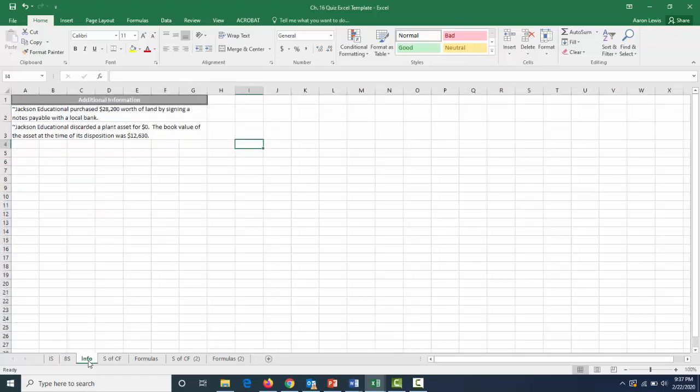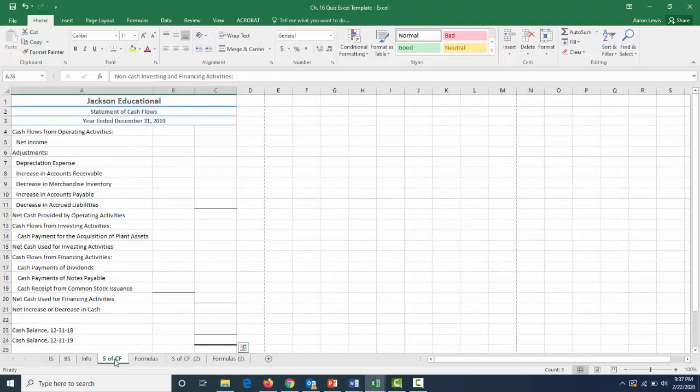In this case, we have two things: that Jackson Educational has purchased $28,200 worth of land by signing notes payable with a local bank, and that they discarded a plant asset for $0. They just got rid of it, and at the time they discarded it, the book value of the asset was $12,630. To prepare our statement of cash flow is going to look a little something like this, and we're going to start with our operating activities.